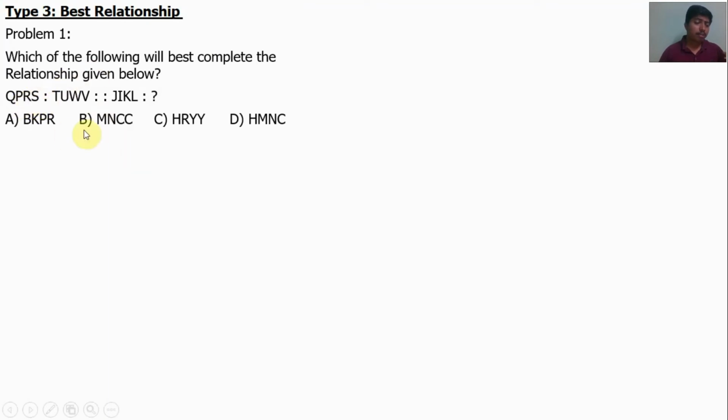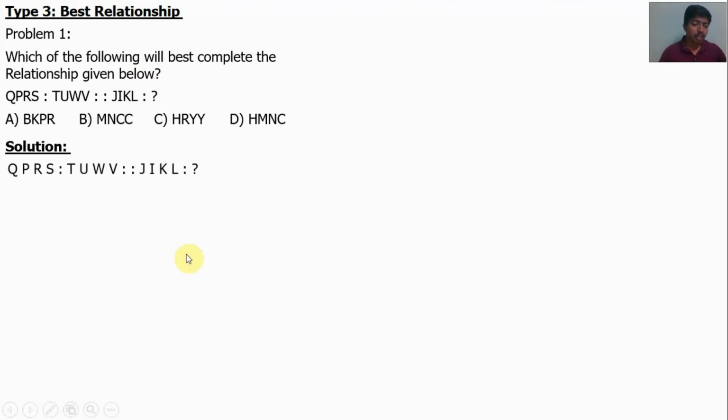The first concept. Here characters 1, 2, 3 are given. We have to find a missing character. In the best relationship concept, we have to compare the first character with the third one and implement the same difference with the second and fourth. In the best relationship concept, we have to compare the first character with the third character.